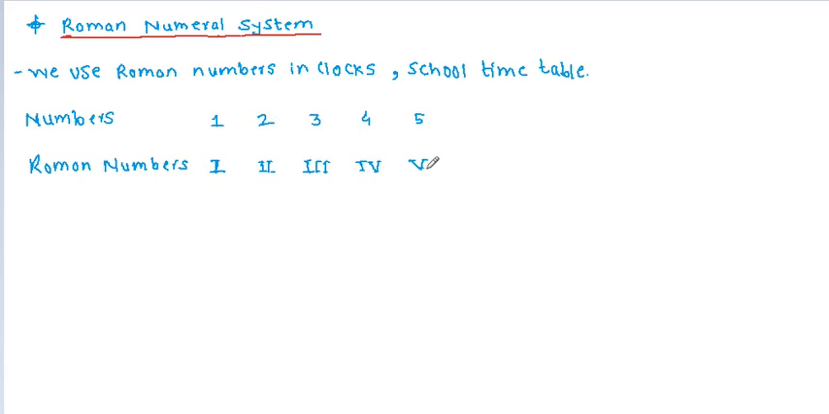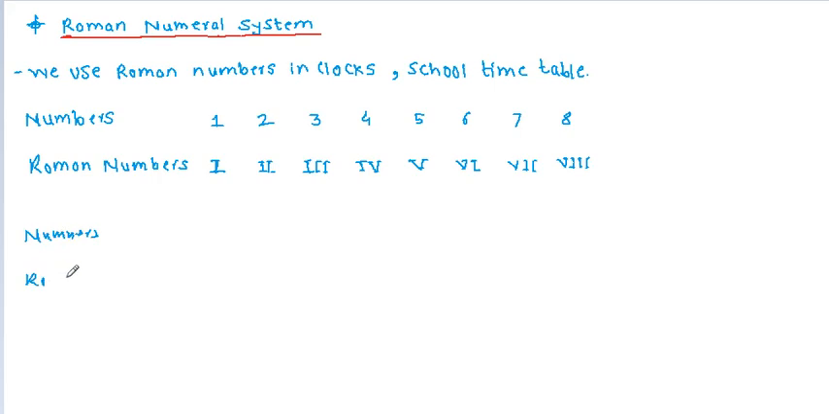V is used for 5. After learning these numbers, we will later see how to calculate and convert them into Roman numbers. 6 can be written as VI and 7 can be written as VII. You have already seen these numbers on clocks or school timetables.